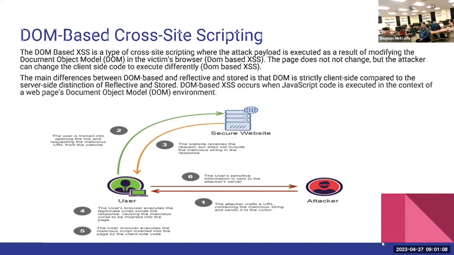So getting into the first category of cross-site scripting, it's called DOM-based. Basically it's a type of cross-site scripting where the attack payload is executed as a result of modifying the document object model in the victim's browser. So the page doesn't actually change, but the attacker can change the client-side code to execute differently. I guess the main difference between DOM-based, reflected, and stored is that DOM is strictly client-side compared to the server-side distinction of reflected and stored. And we have a little diagram there.